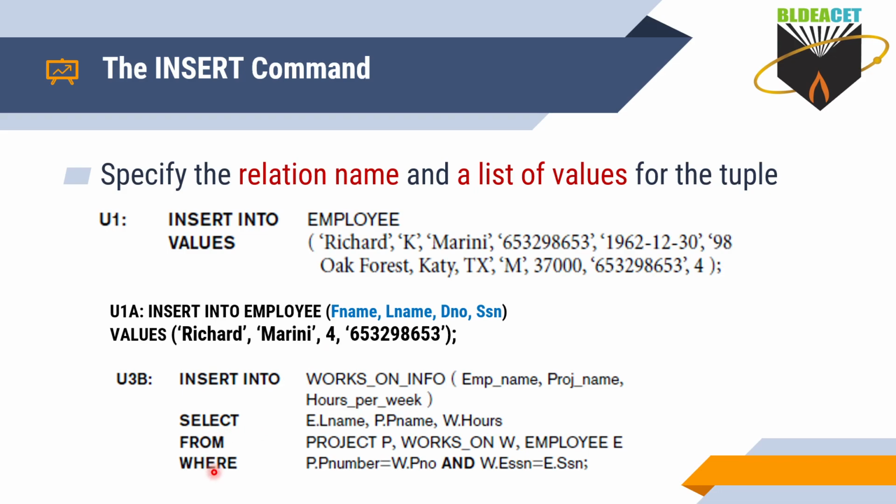Next, select from where clause. In the select you are retrieving L name, F name and hours. Those are renamed as the attributes EMP name, project name and hours per week here. L name you will get from the employee table, P name you will get from the project table, and hours you will get from works on. That's why in the from clause you have to specify these three tables, and in the where clause you specify the condition of how all these tables are related. So this is about the insert command.